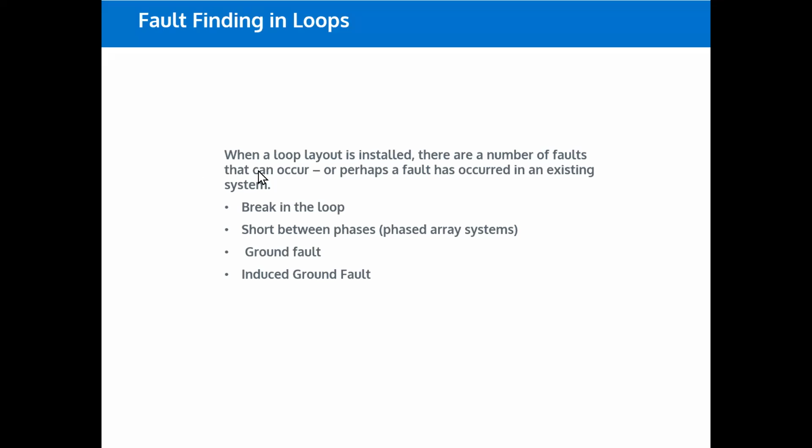So you have a feedback circuit being produced there. And then finally, we're going to talk about induced ground faults, where there's not actually any physical connection between the loop and something else, but the current induces a feedback current through the earth. But we'll elaborate on that more as we go through the presentation.